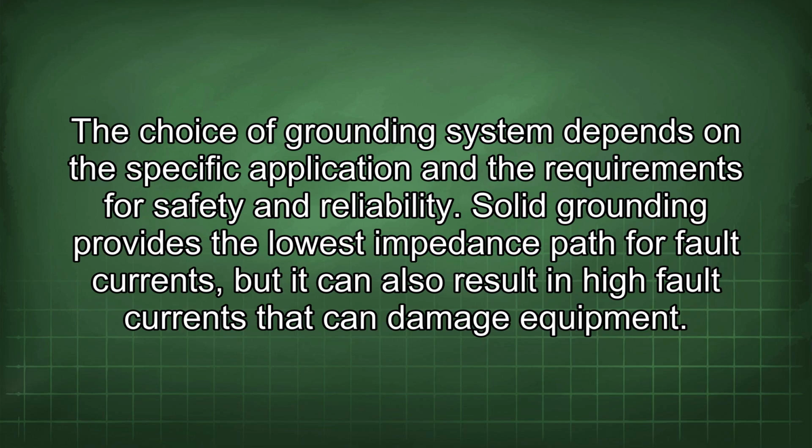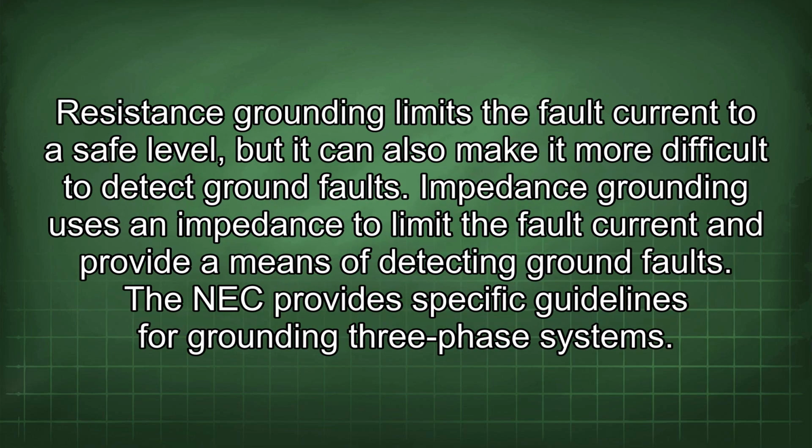Solid grounding provides the lowest impedance path for fault currents, but it can also result in high fault currents that can damage equipment. Resistance grounding limits the fault current to a safe level, but it can also make it more difficult to detect ground faults. Impedance grounding uses an impedance to limit the fault current and provide a means of detecting ground faults.